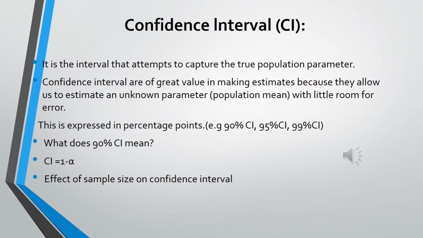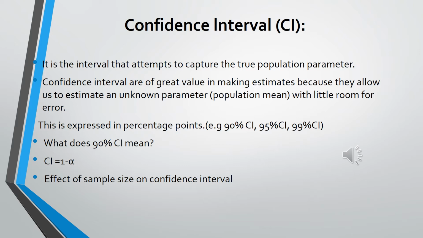And remember one thing, that a 95% confidence interval will be narrower as compared to the 99% confidence interval. And the margin of error in a 95% confidence interval would be 5%, and in a 99% confidence interval the margin of error is 1%, it would be less. So what does a 90% confidence interval mean? 90% confidence interval means that for every 100 confidence intervals we calculate from the sample data, about 90% of them will contain the population parameter, that is the population mean, and 10% will not contain the population parameter.